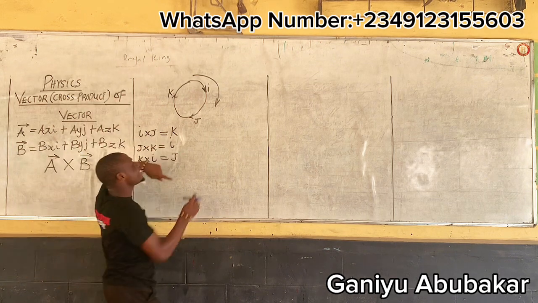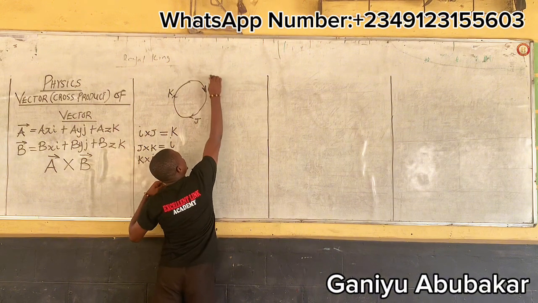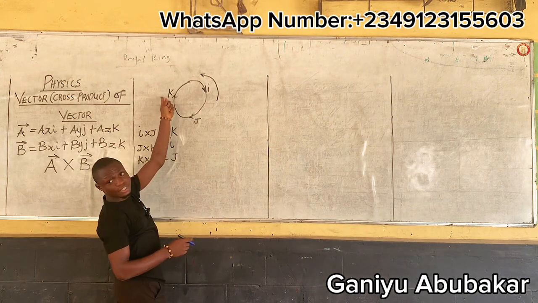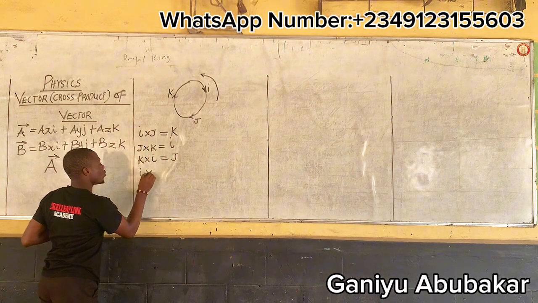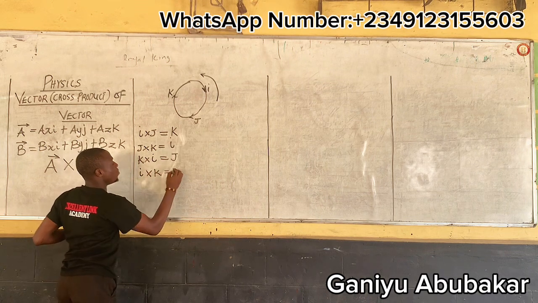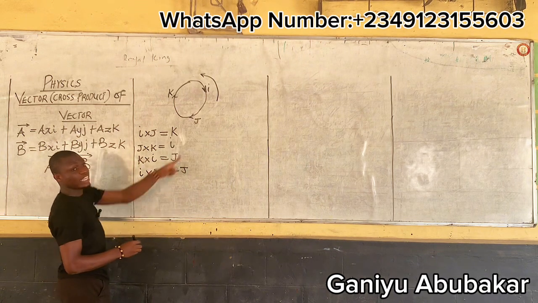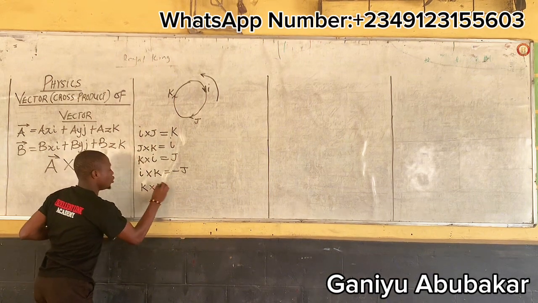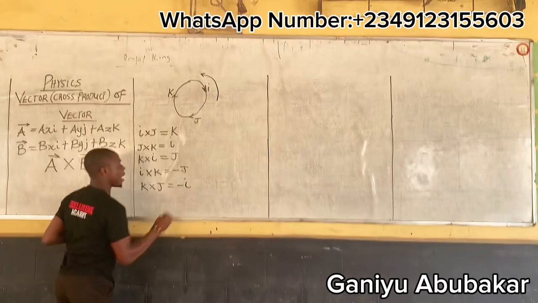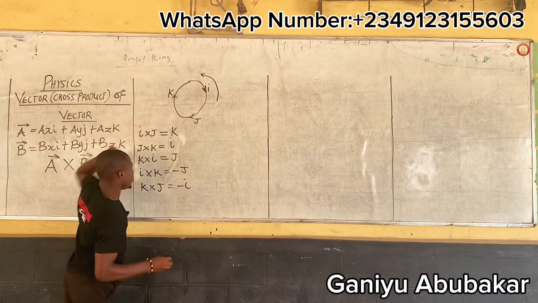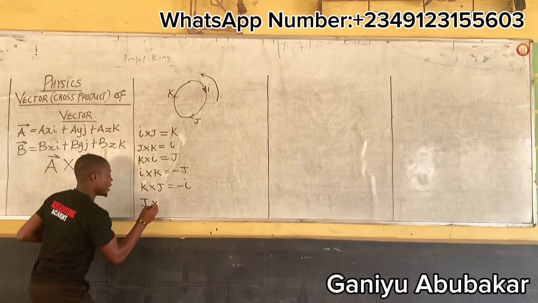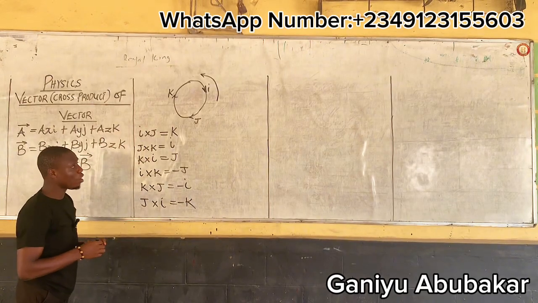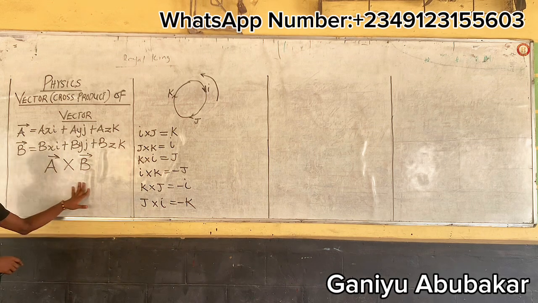Now move anti-clockwise in this form. So I expect a negative answer. Start with i, k. So i cross k gives a minus j, because it's a negative direction. I'm done with i. Pick k. k cross j gives negative i. What next? j cross i gives negative k. So these are the things we need to note when it comes to deriving the formula for the cross product of two vectors.